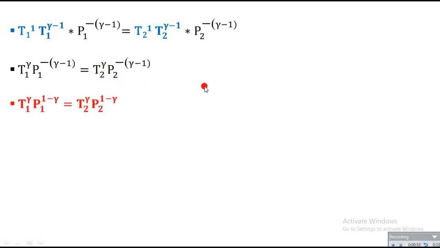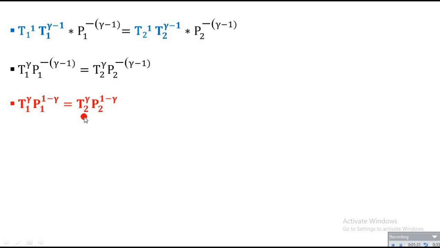Hope that you are following each step. Then you get 1 minus gamma. If you are introducing this negative into the bracket, we get here minus gamma plus 1, that means 1 minus gamma. Here we get also T2 power gamma, P2 power 1 minus gamma. So you can see now the final equation, the second equation to calculate the final temperature, which is T2.